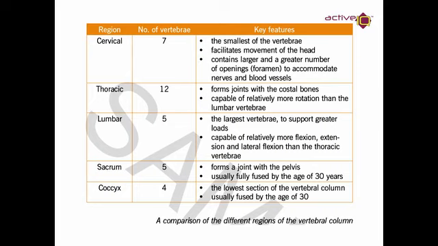Right then, we have the thoracic region, which makes joints with the costal bones, and is capable of relatively more rotation than the lumbar vertebrae. If you imagine twisting your spine, the majority of that rotation is coming from the thoracic region and the 12 vertebrae in there. It's not coming from your lower back, which is your lumbar. It's coming from your thoracic, which also makes the joints with the costal bones, alright, to keep us nice and strong and protected around there.